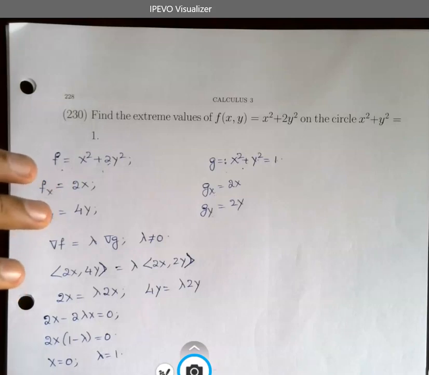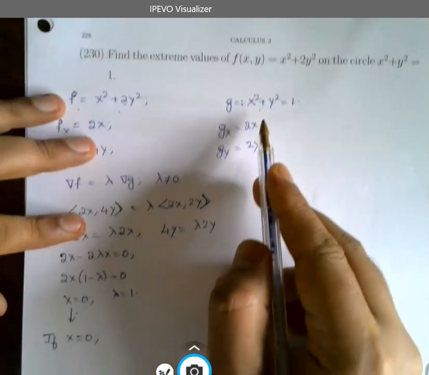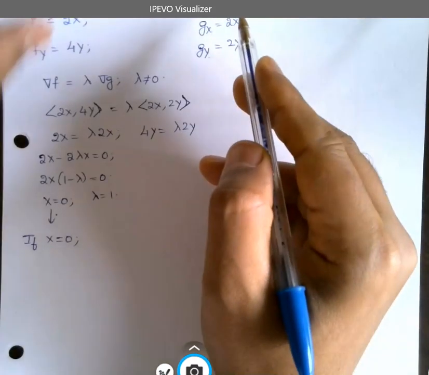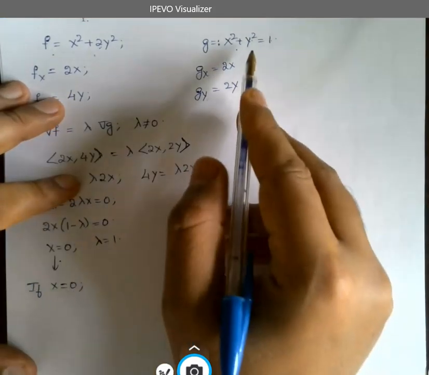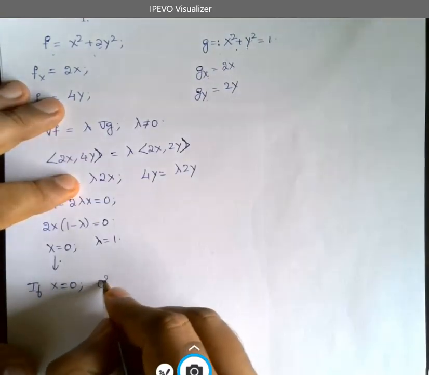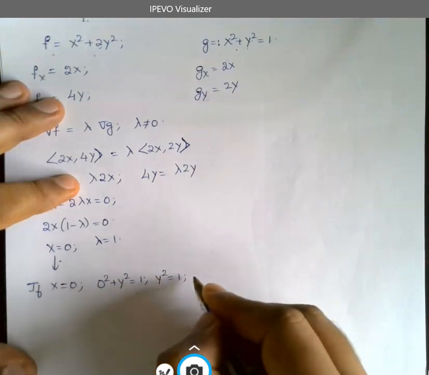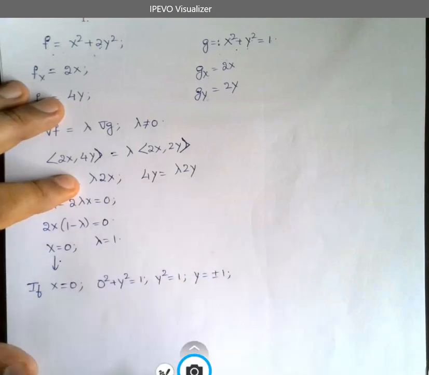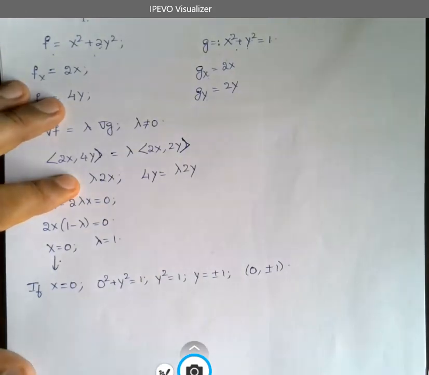Let's write two cases. If x equals 0, then what happens? Substituting x equals 0 into the constraint, you get 0 squared plus y squared equals 1. In other words, y squared equals 1, so y equals plus or minus 1. So if x is 0, then y is plus or minus 1. That's one set of points that we have.